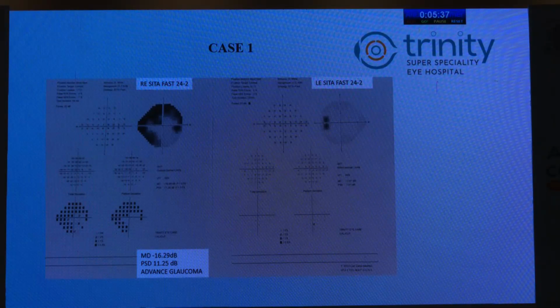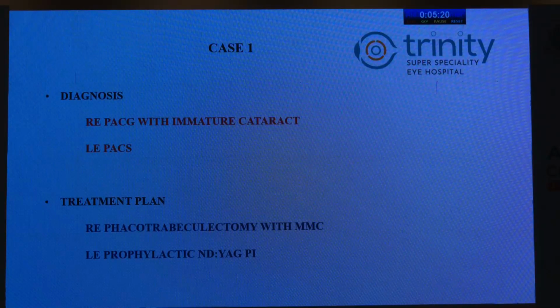When I did the visual fields, again it was correlating with the clinical picture. The right eye showed a superior arcuate scotoma and a nasal step inferior extending to the arcuate area with a mean deviation of -16 decibels suggestive of advanced glaucoma, and the left eye was normal. Diagnosis was clear. It was right eye primary angle closure glaucoma with immature cataract and left eye PACS.